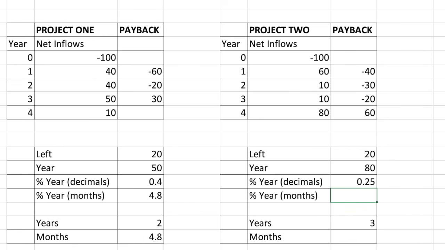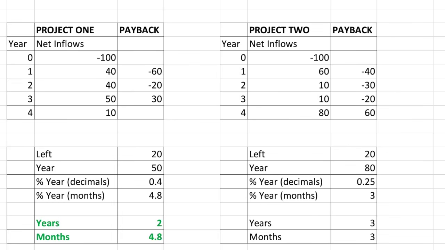That's 0.25, but we just need to convert that back into months. So we do 12 months in a year times by 0.25. That is 3. So lovely round number, 3 months. So the answer is 3 years and 3 months. That's how long it takes to pay back that 100.